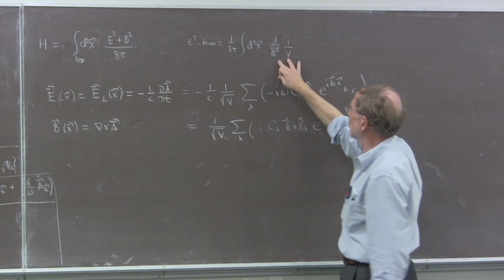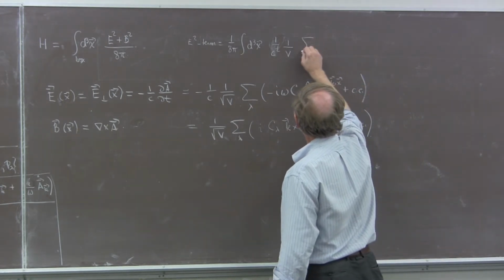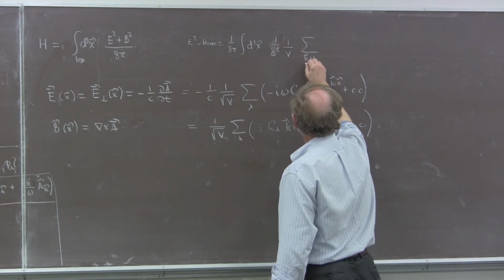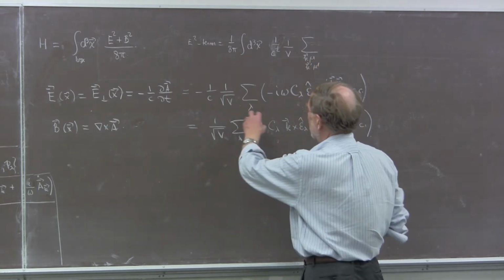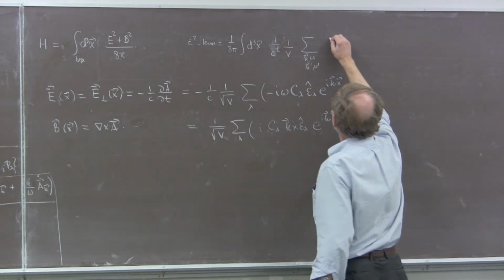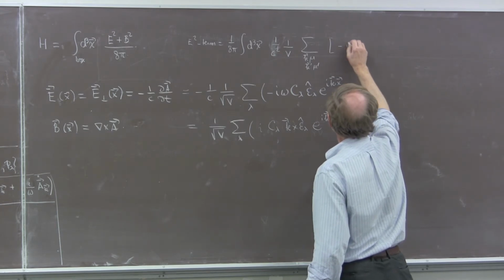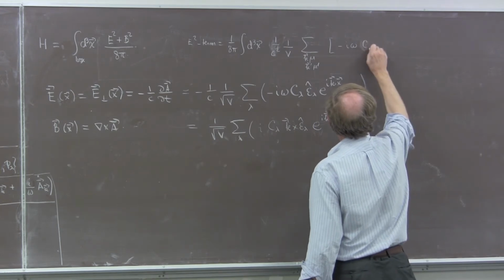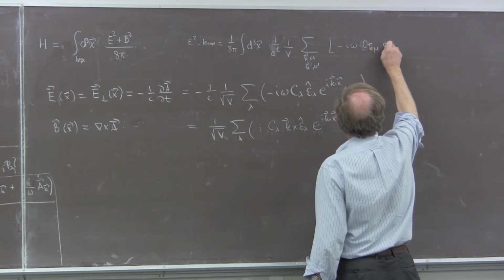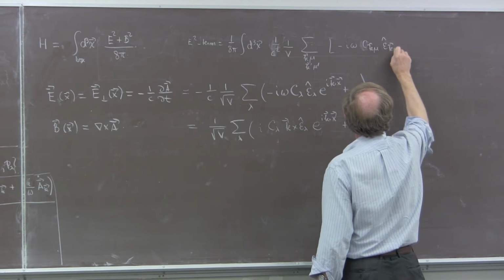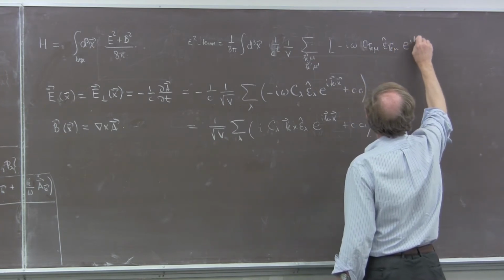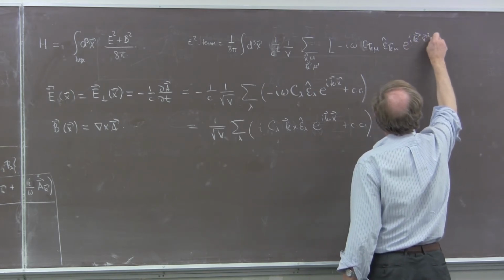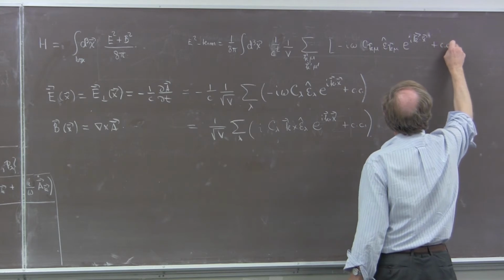I hope there won't be confusion about that. But in any case, we get this for the prefactors, and then there's going to be a double sum on k and mu and k prime and mu prime. That's the same thing as the lambda prime sum we get here. There's going to be one factor of E here, which I'll write as minus i omega c sub k mu, polarization vector epsilon hat k mu, e to the i k vector dot x vector, plus complex conjugate.